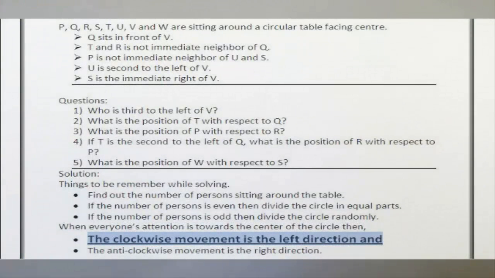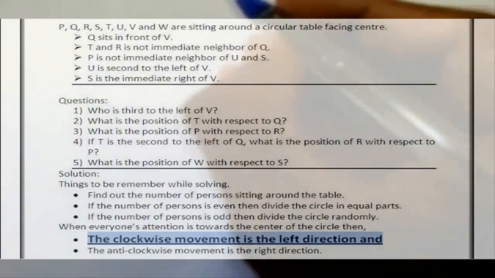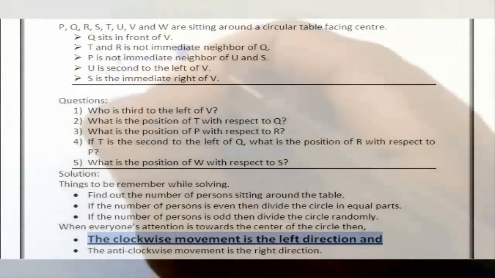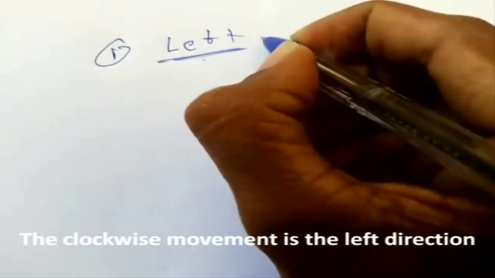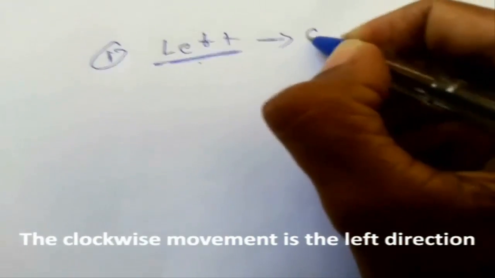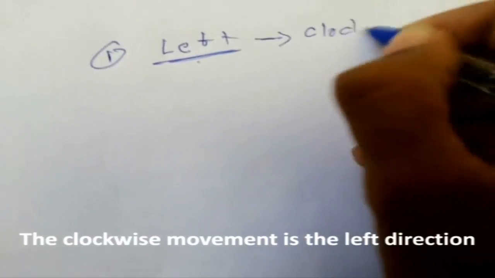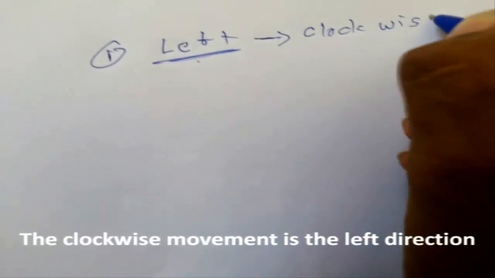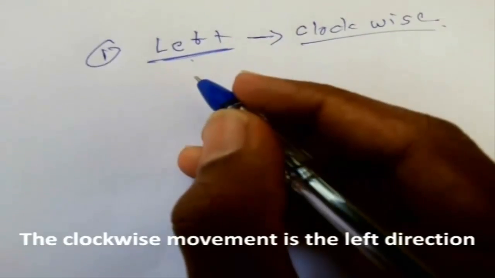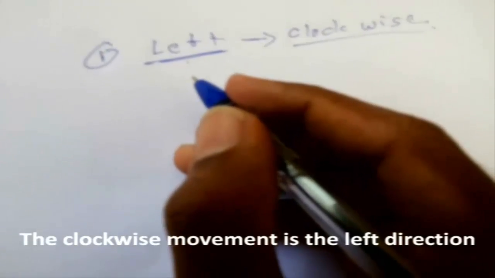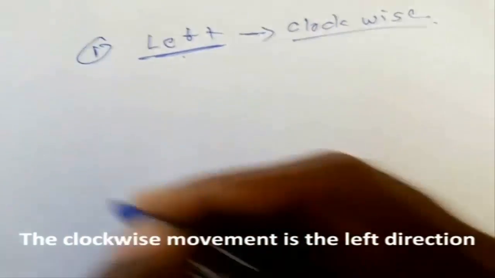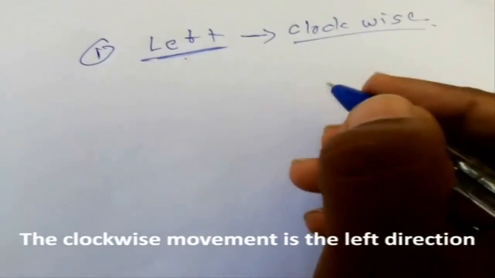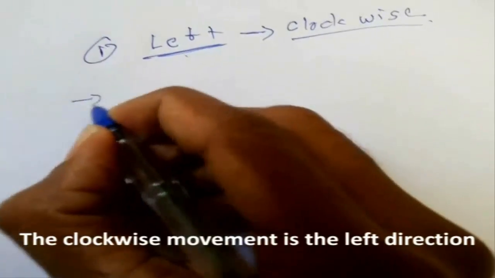Now we will see about the directions. The first thing we will see is left. Left is associated with clockwise. So in these kinds of questions, if you see the word left, then you have to move in a clockwise direction around the circle.